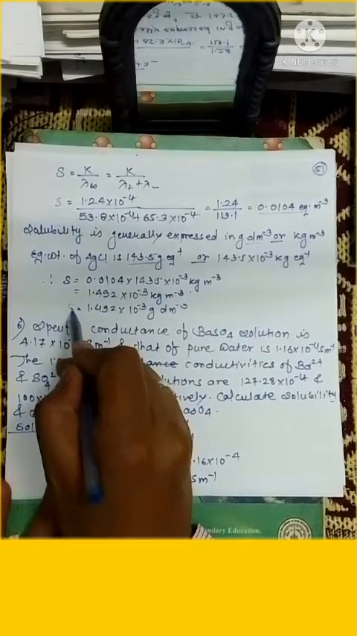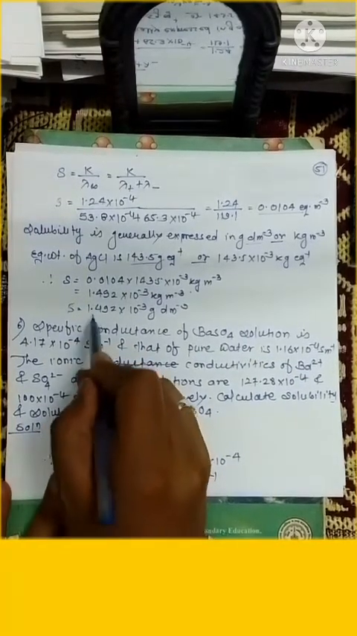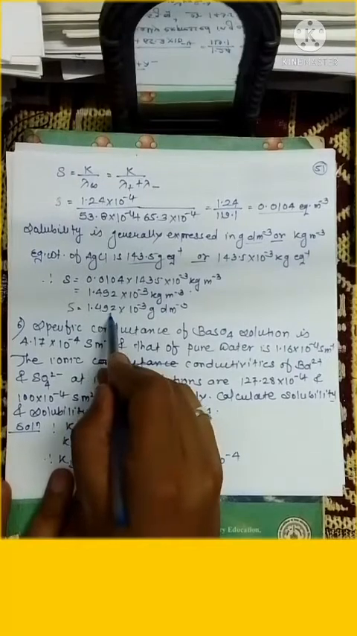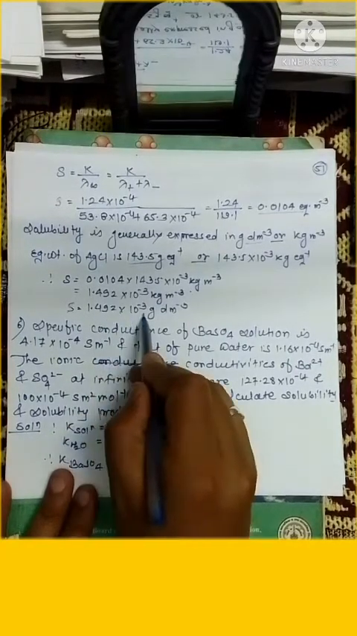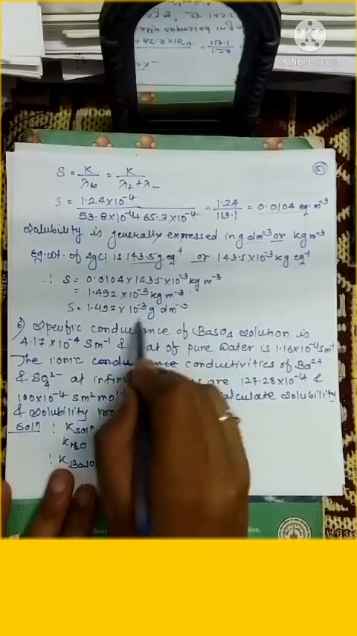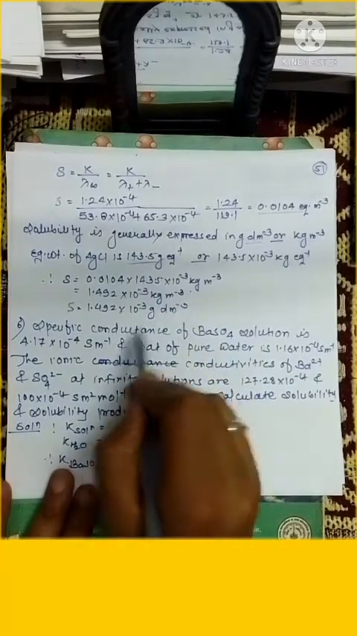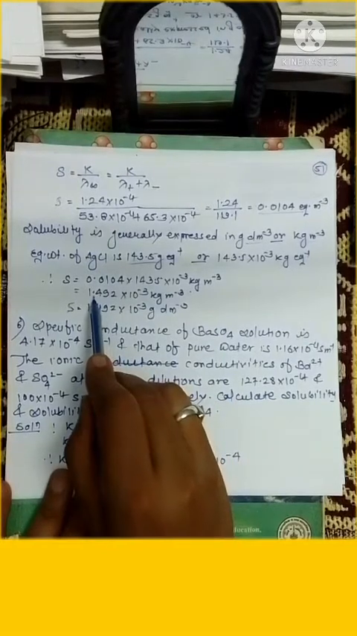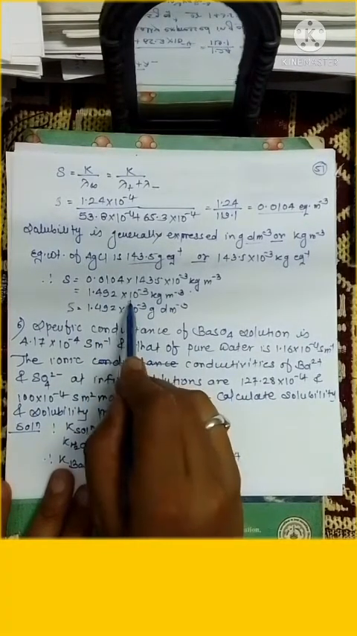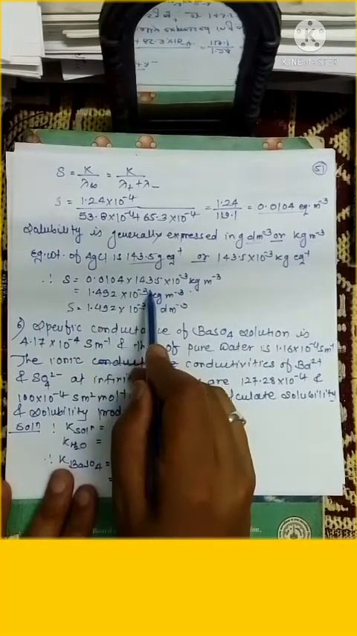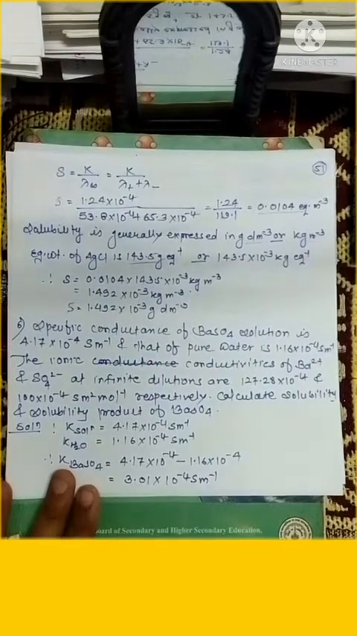So solubility is equal to 1.492 multiplied by 10 raised to the power minus 3 gram per dm cube, or it is also equal to 1.492 multiplied by 10 raised to the power minus 3 kg per meter cube.